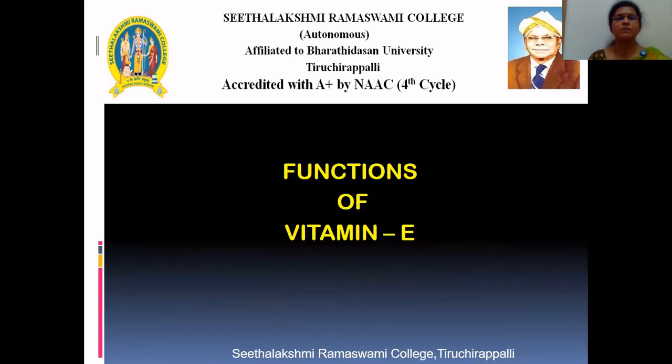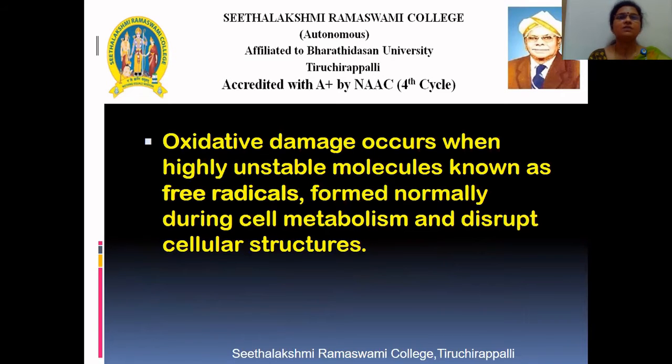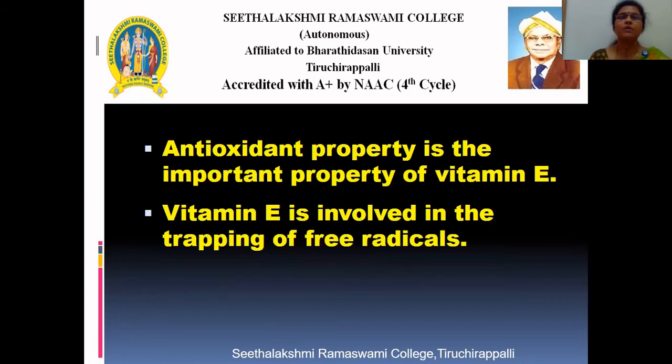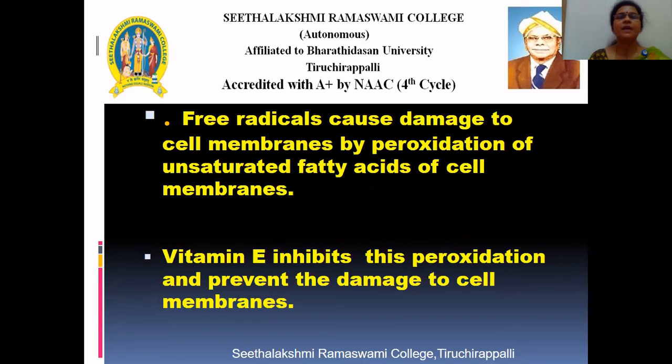Coming to the functions of vitamin E. Oxidative damage occurs when highly unstable molecules known as free radicals form normally during cell metabolism and disrupt the cellular structures. Antioxidant property is the important property of vitamin E. Vitamin E is involved in trapping of free radicals. Free radicals cause damage to cell membranes by peroxidation of unsaturated fatty acids of cell membranes. Vitamin E inhibits this peroxidation and prevents the damage to cell membranes.